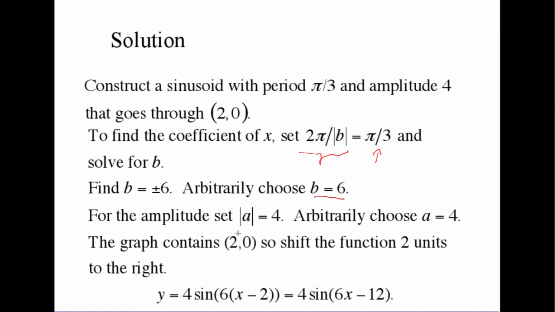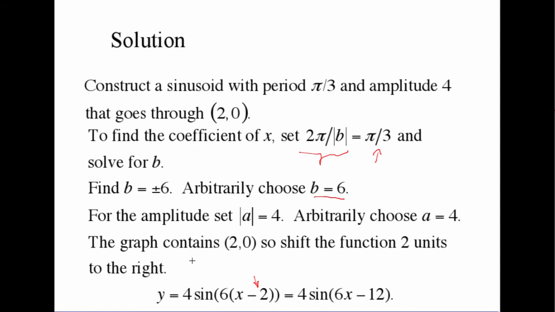Most of the time we're going to choose the positive value. For the amplitude, set the absolute value of a equal to 4. And again, we'll just go ahead and choose the positive 4. And the graph contains the point (2, 0). So think about what this does. This shifts the function 2 units to the right, graphically. Now when we shift graphically 2 units to the right, remember, that gives us a subtraction of 2 on x.